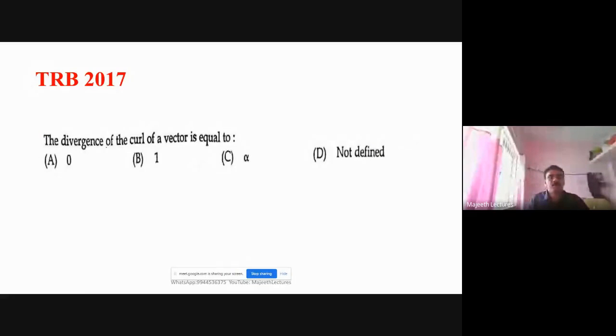Next you see, this is a wonderful question asked in our TRB exam: the divergence of the curl of a vector. If they ask like this, first take the curl of the vector, let us assume vector A. What is the curl of the vector? Del cross A. Del operates on the vector, and the cross product will give curl. Then the divergence of this, because the curl of a vector is a vector. The divergence of this vector B is del dot B. So the divergence of a curl of a vector is 0.